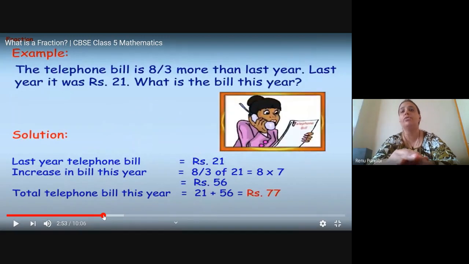Then we have learned how to find the value. For example, if the telephone bill is 8/3 more than last year, what is the bill this year? Here it is given that last year's bill is 21. So out of 21 you will get 8 upon 3. So 8 upon 3 of 21, you have to first divide and then multiply, is 56. So now the bill of last year is 21 and this year is 56.